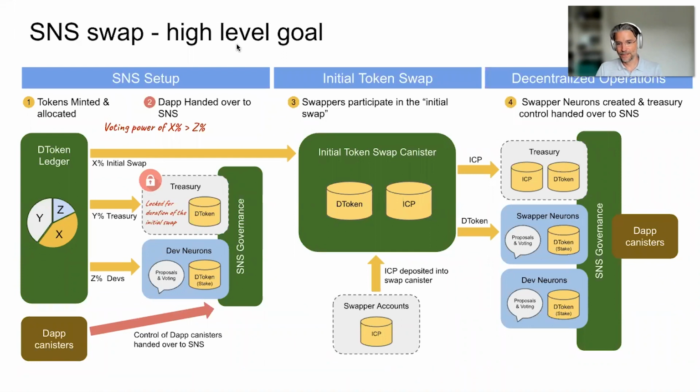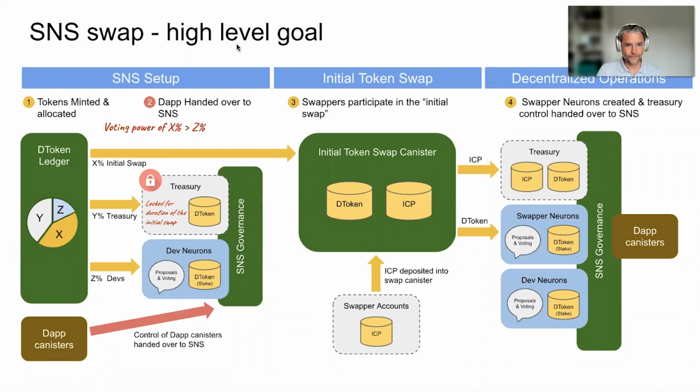At this point, the ICP in the swap is transferred into the treasury of the project. The SNS tokens are distributed into neurons and allocated to the participants in the swap, the end users that participate in the swap. And finally, the control for the treasury is handed over to the actual autonomous SNS at that point.